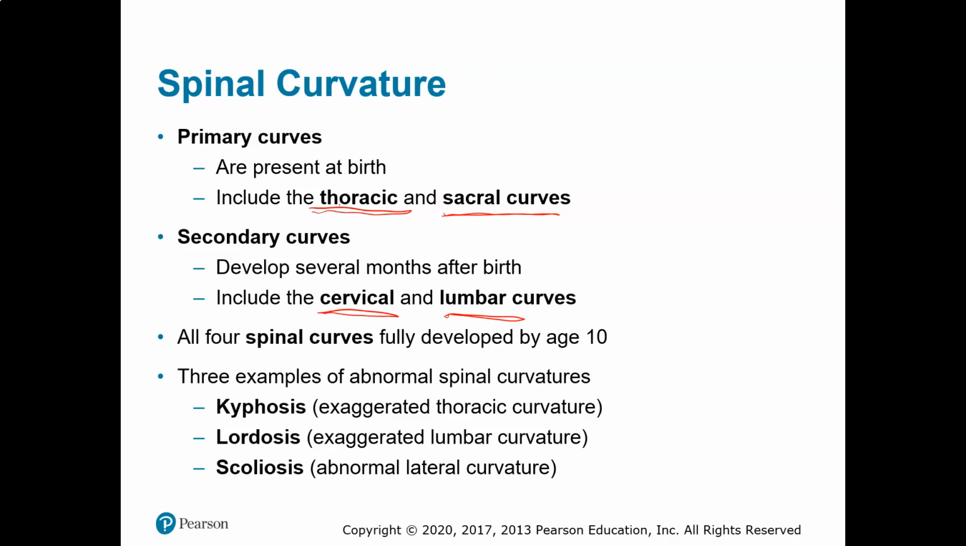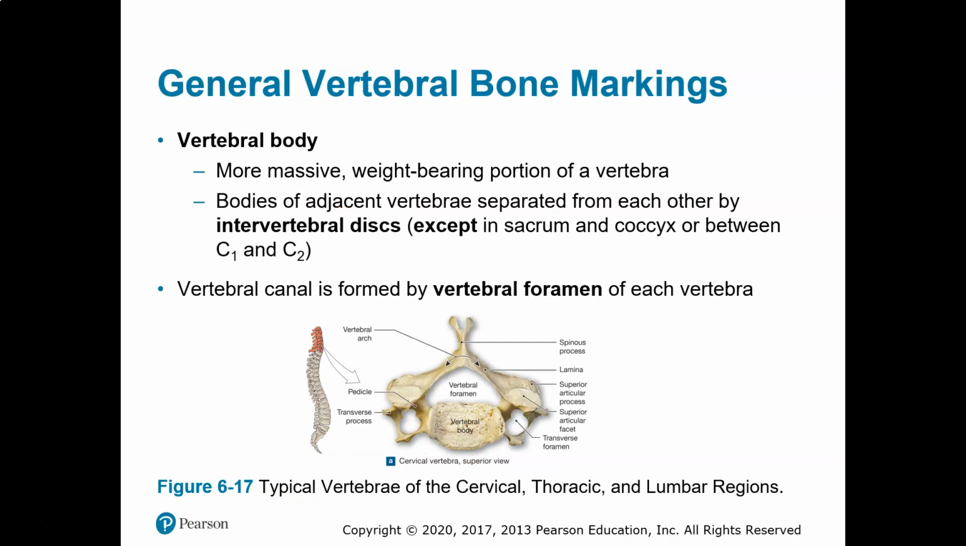Sometimes there's an abnormal curvature of the spine. Kyphosis is an exaggerated thoracic curvature, which looks kind of like a humpback. Lordosis is an exaggerated lumbar curvature. And scoliosis, you've probably heard of, is an abnormal lateral curvature. It's when the spine, instead of being lined up vertically, curves laterally. And these can be treated with braces for the most part.